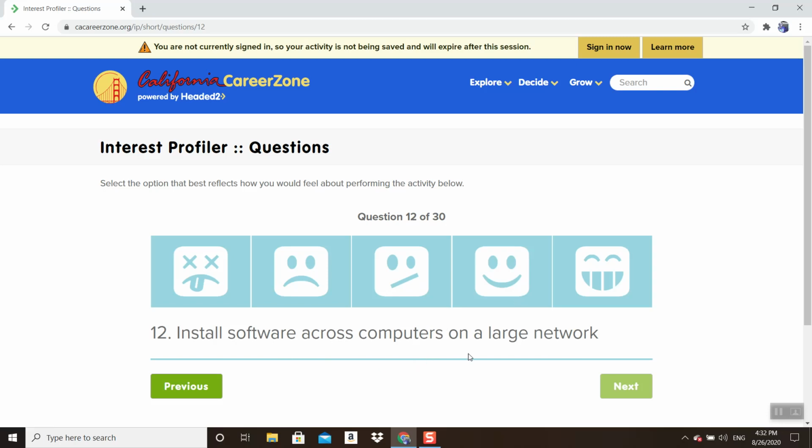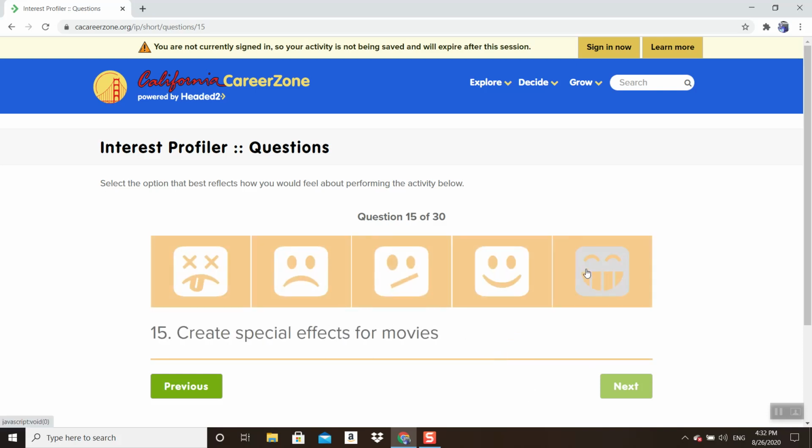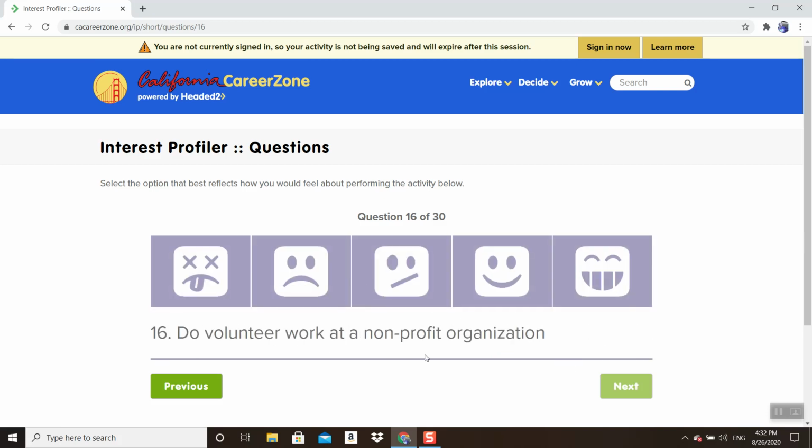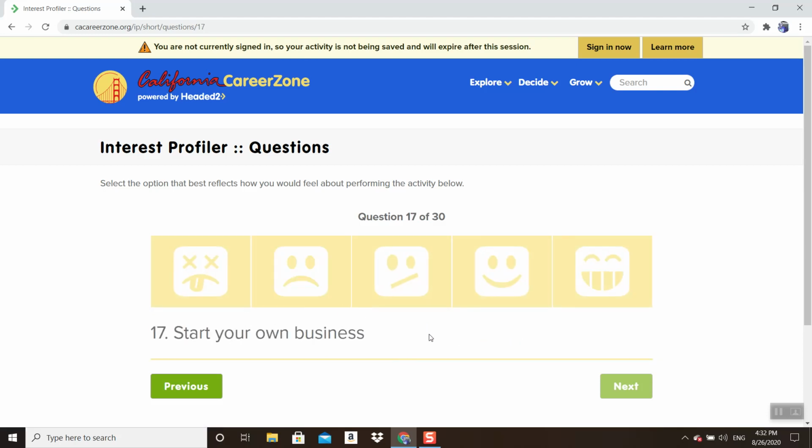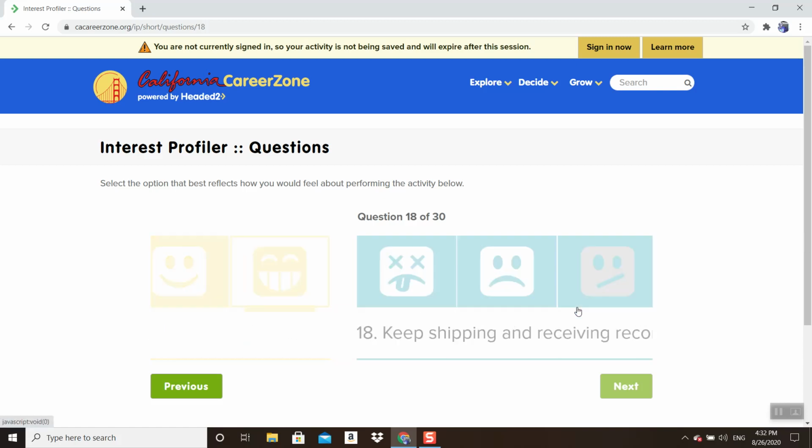Install software across computers on a large network. Probably not. Assemble electronic parts. Examine blood samples using a microscope. Ooh, microbiology, it sounds like. No. Create special effects for movies. That's what I like to do. I like making videos. I like doing creative stuff. Do volunteer work at a nonprofit organization? I'm really not into the nonprofit as much. Start your own business. That would be fun.